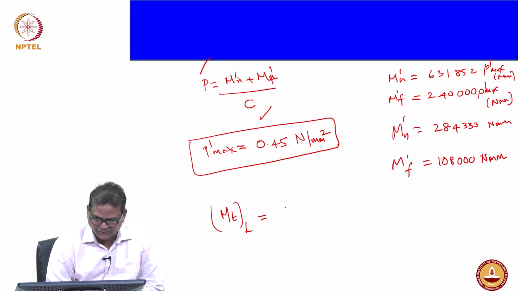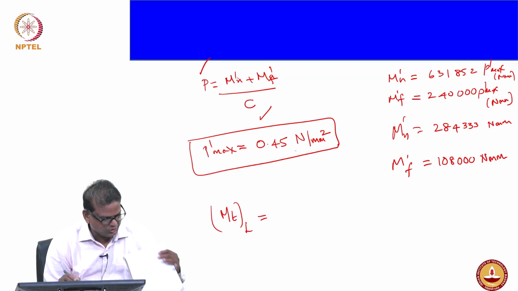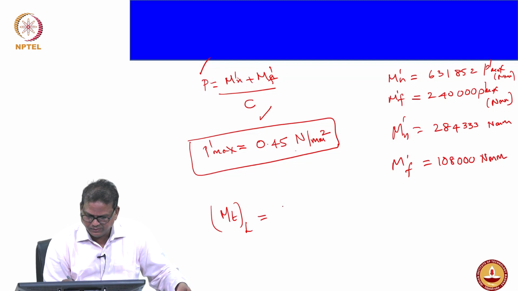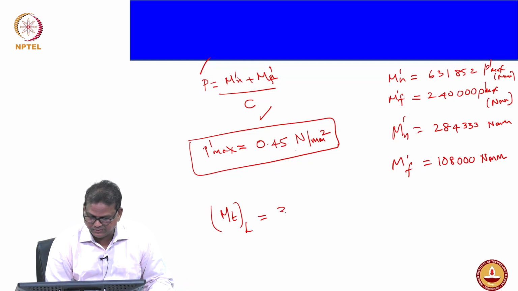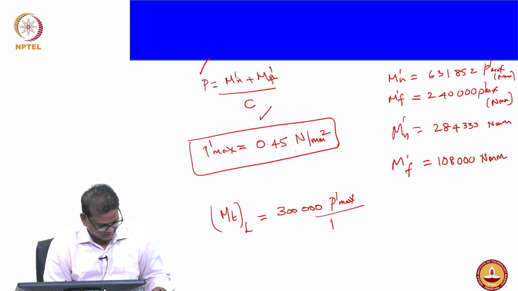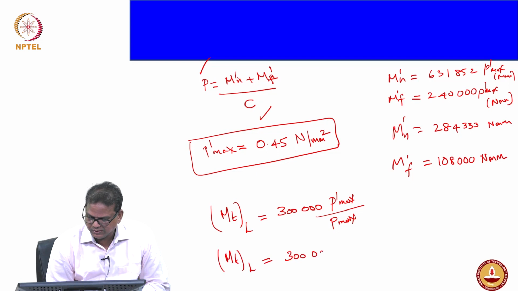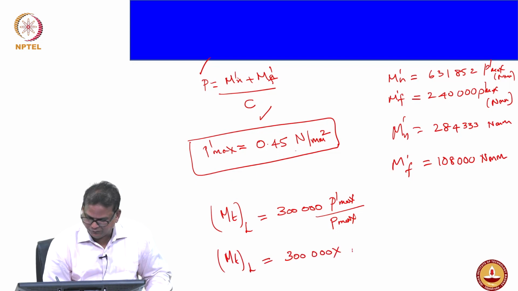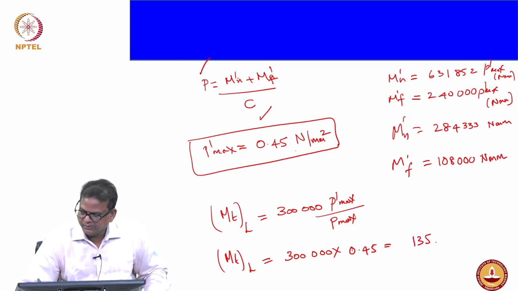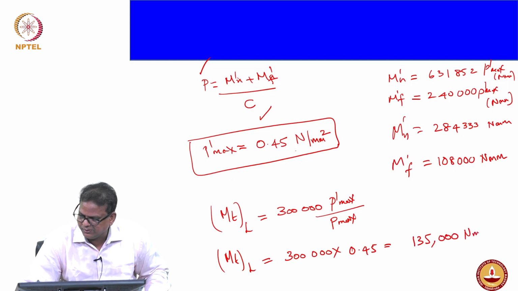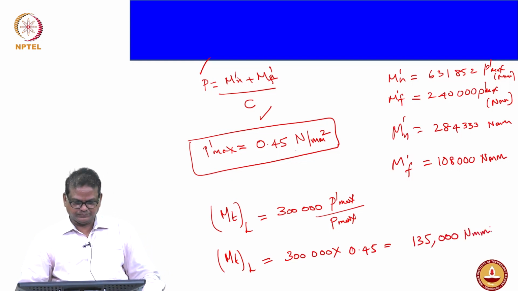So we know the torque we got from the leading shoe is 300,000, right? Again it will be proportionate to the pressure, P dash max and P max. So tell me what value you are getting now? MT equal to, for the left, into 0.45. When you do that, I would expect 135,000 Newton millimeter.